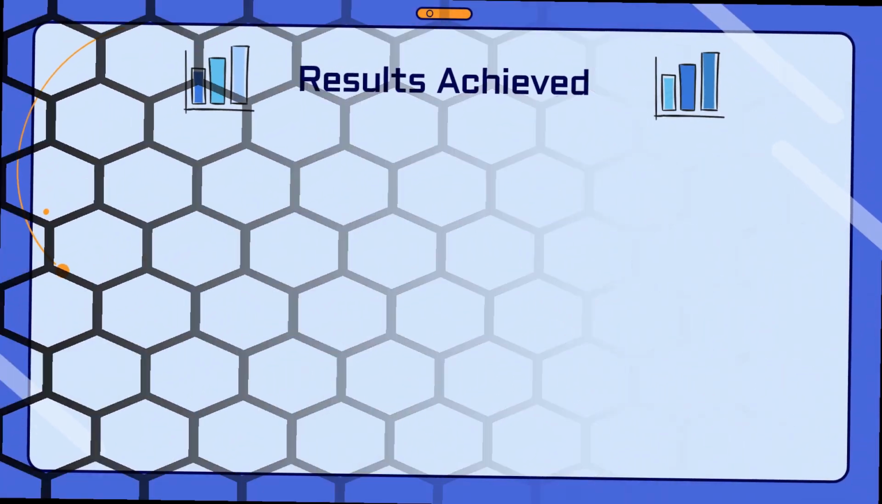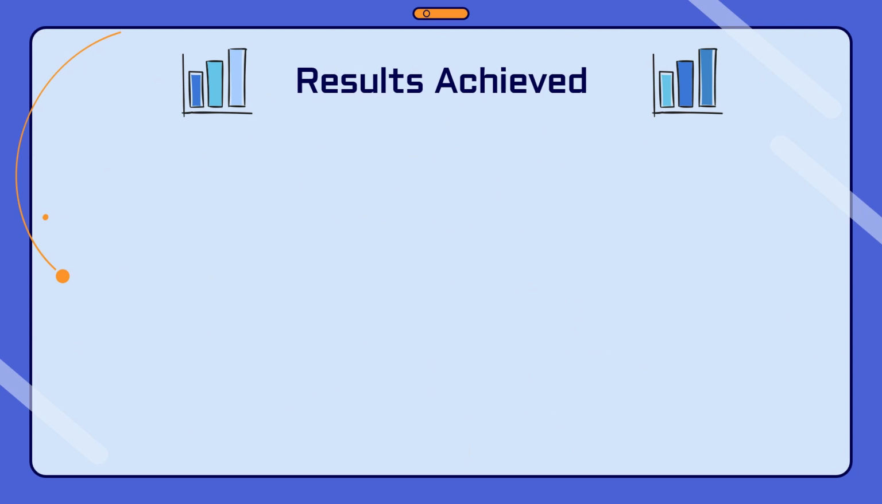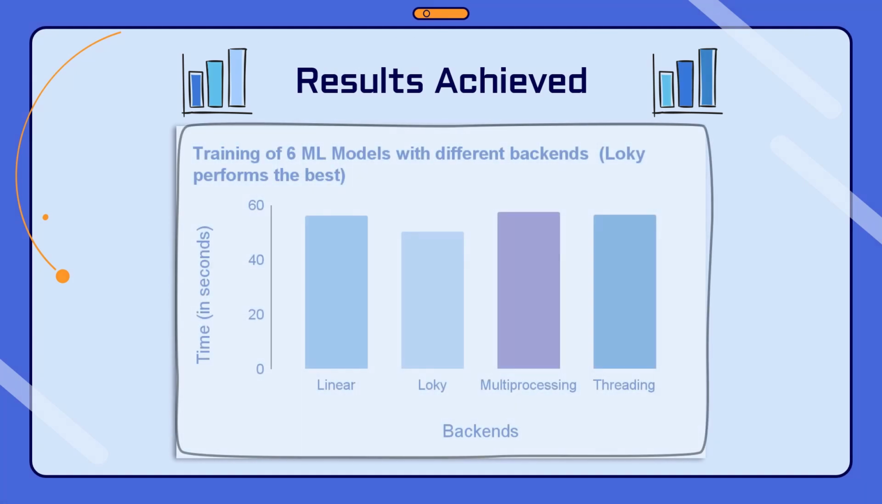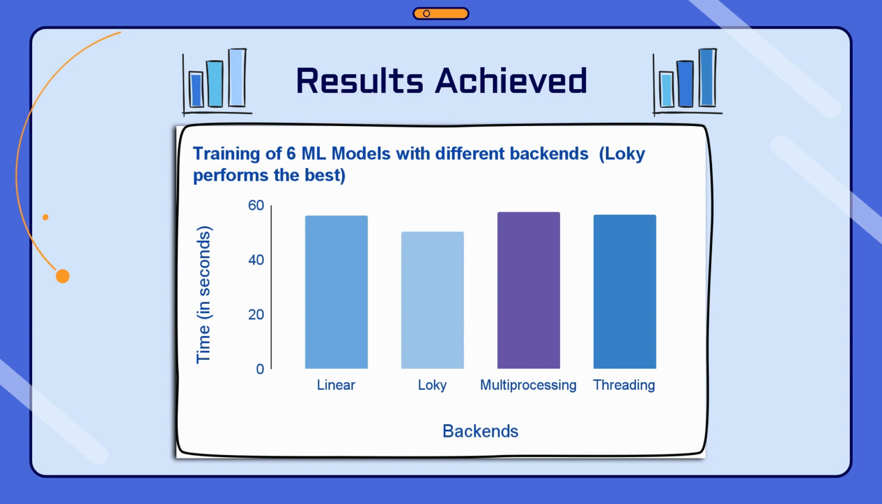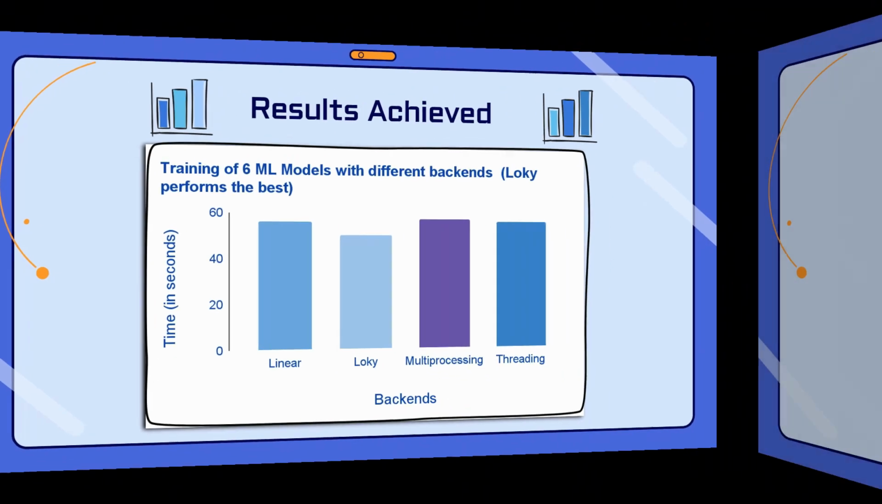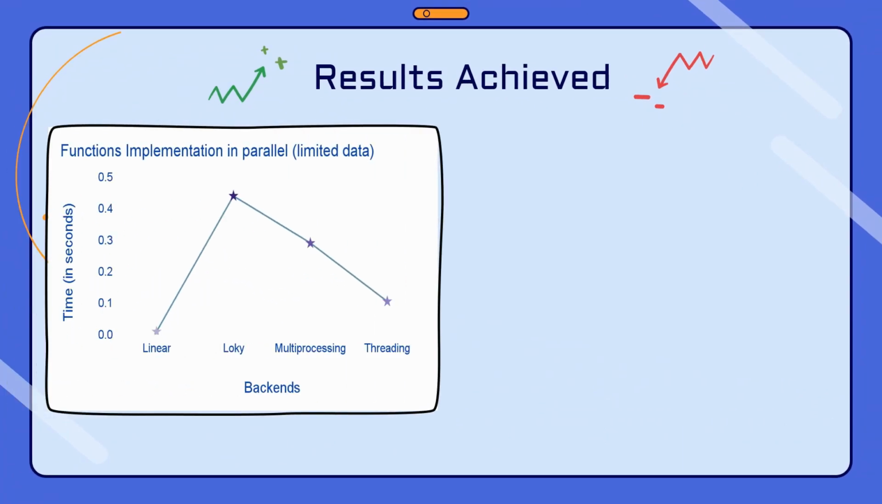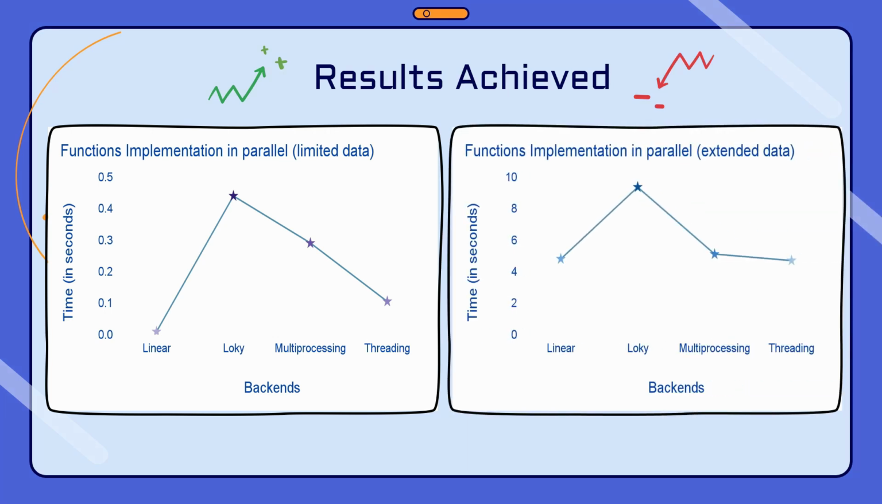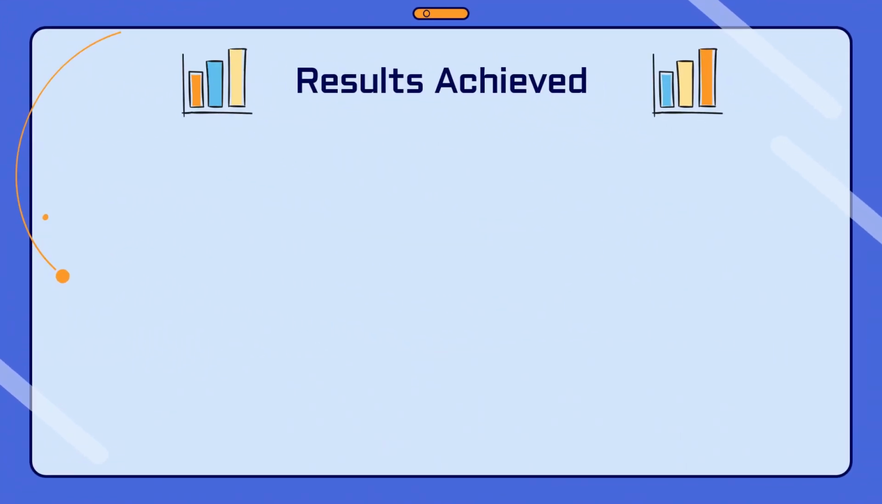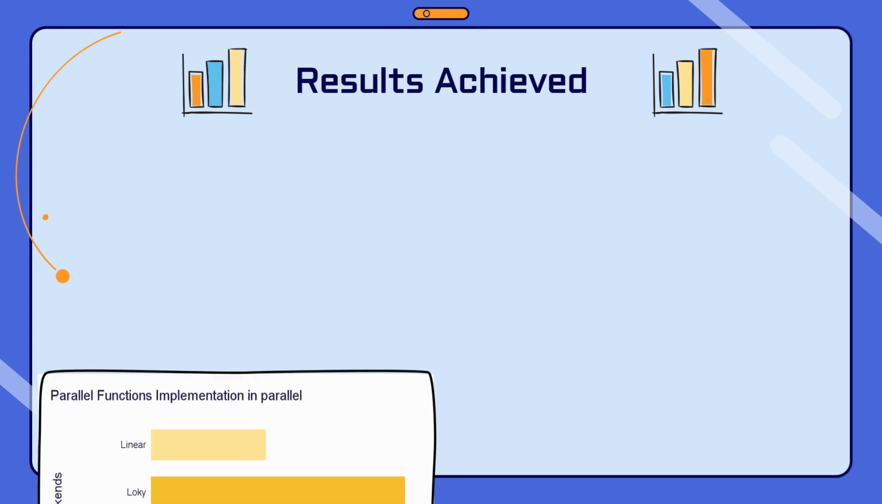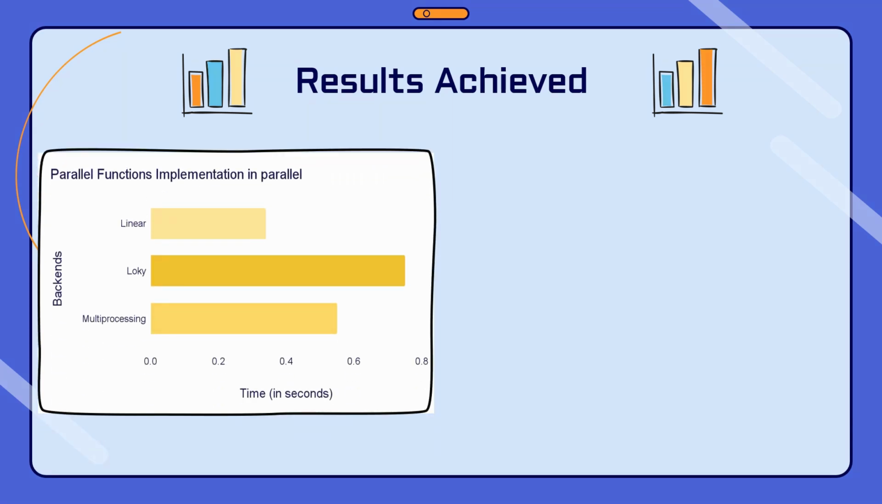We trained 6 machine learning models with different backends, achieving the best results using Loky, which reduced the training time marginally. With limited data and serial internal functions, linear performs best. Even further, with more data, only minor efficiency was observed. This was not what we expected, so we further did our experimentations and moved to parallel internal functions. The difference between linear and parallel grew closer.